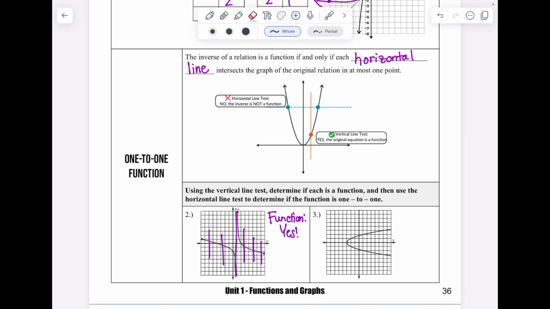But let me get rid of all those vertical lines I drew on there. If I draw a horizontal line, I can touch two spots. So it is not a one-to-one function, because it's failing that horizontal line test. So the original is a function, but its inverse would not be a function. If we take a look at number 3, it fails the vertical line test. So this is not a function, and therefore it is also not one-to-one.